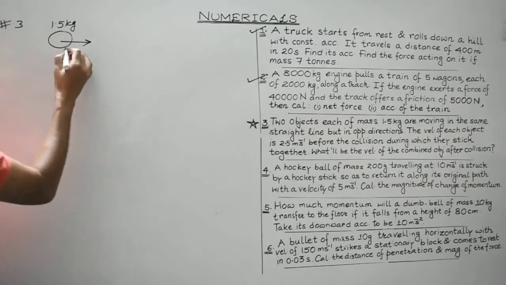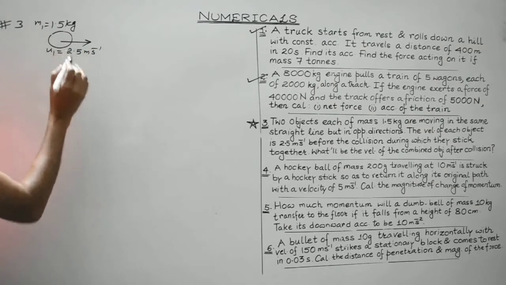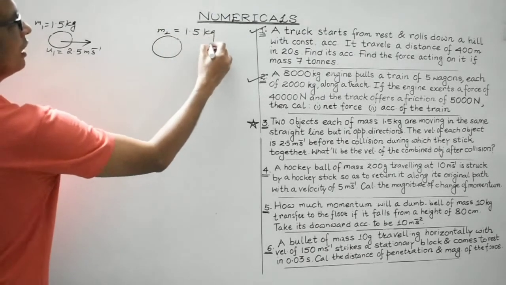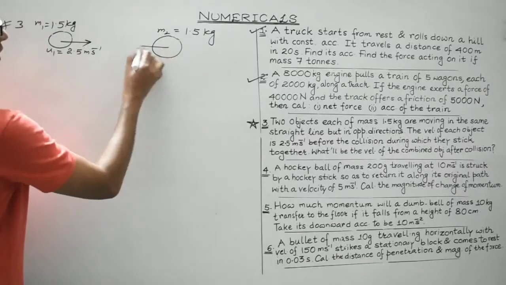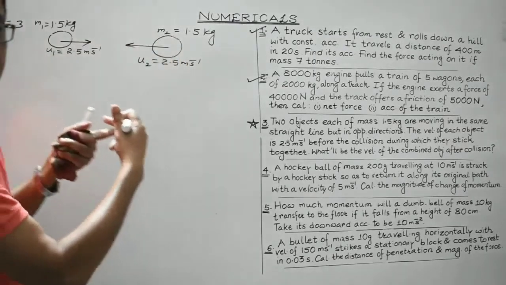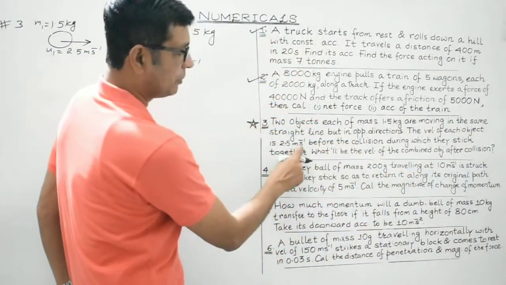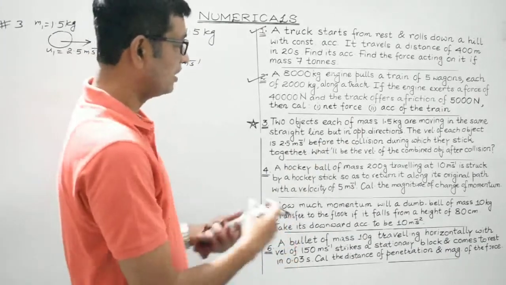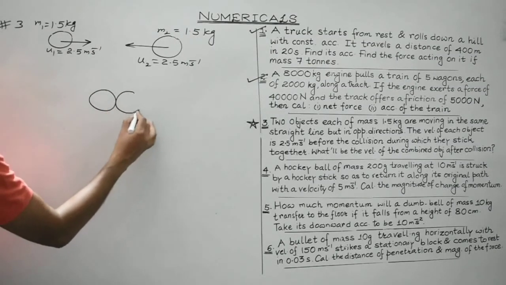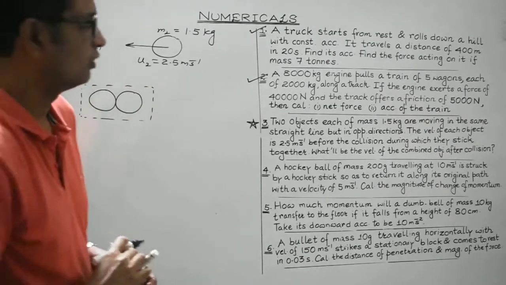The velocity of each object is 2.5 meter per second. This is m1, this is u1, suppose. This is another body of mass m2, identical, that is, it will also have a mass of 1.5 kg. They are moving in the opposite direction. Its velocity is also 2.5 meter per second, moving along the same straight line but in the opposite direction. The velocity of each object is 2.5 meter per second before the collision, during which they stick together. What happens is after collision, they tend to stick together like this. It means that they will act as a single body, right?